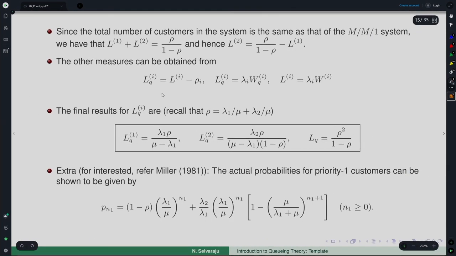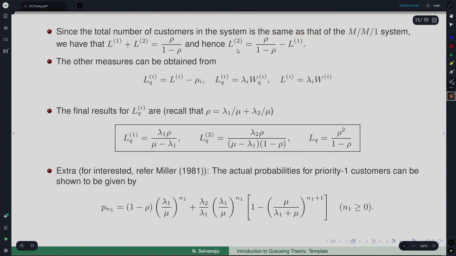Now, once you have this L1, you need to determine L2, for which you make use of the observation that the total number of customers in the system is the same as in an M/M/1 system. Since that is the case, L1 plus L2 would be equal to the corresponding value for the number in the system of an M/M/1 queue, which is rho by 1 minus rho. One could obtain this directly through the partial derivative of the generating function, but it is much easier to use this relationship because you already know L1. So, L2 equals rho by 1 minus rho minus L1.